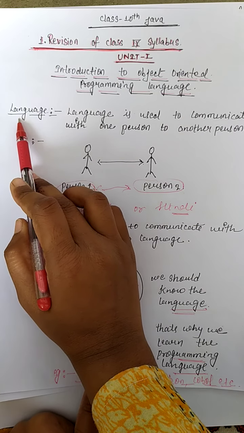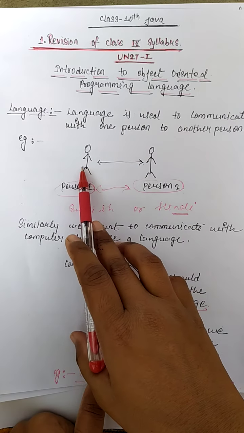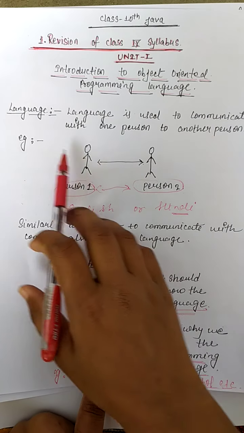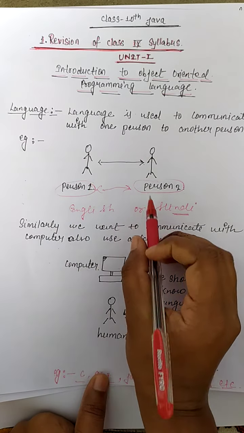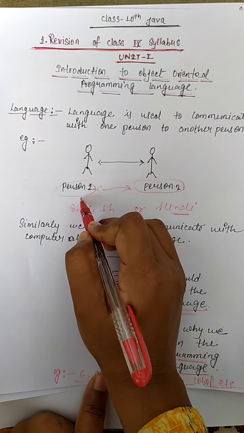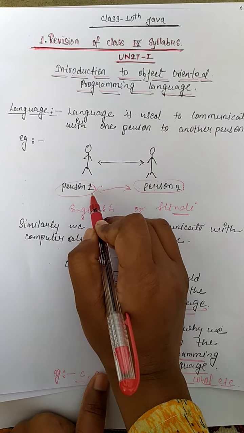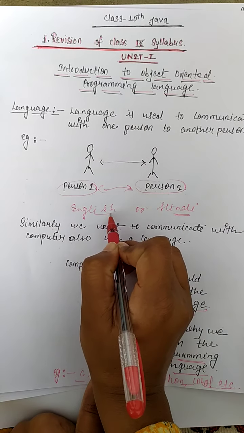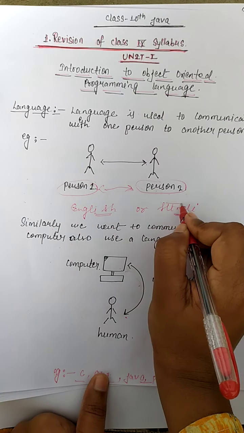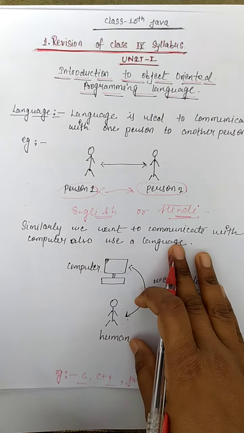What is language? Language is used to communicate from one person to another person. Suppose there are two persons, person 1 and person 2. Person 1 wants to communicate with person 2 and person 2 also wants to communicate with person 1. Both use language. That language is English or Hindi or any other language.